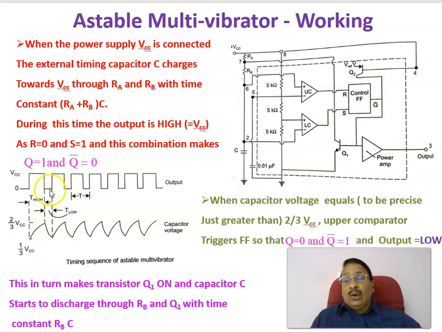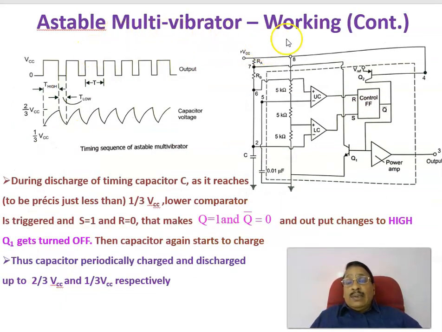During that period, the output will be low. Then, when the voltage goes just below 1/3 VCC, S will be high, Q is high, or Q bar is low, and the output goes high again. Therefore, this is the output diagram, and this is the voltage across the capacitor. The capacitor voltage changes from 1/3 VCC to 2/3 VCC while charging, and 2/3 VCC to 1/3 VCC while discharging.